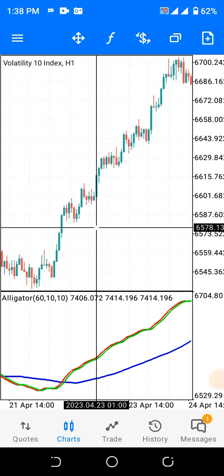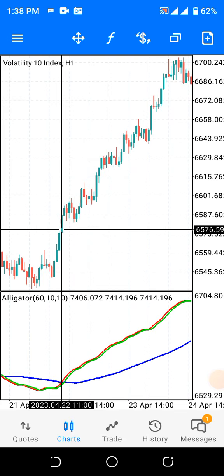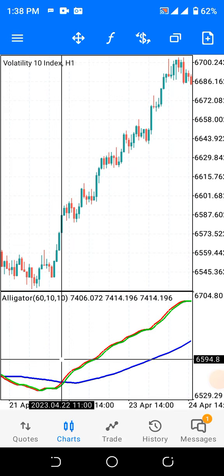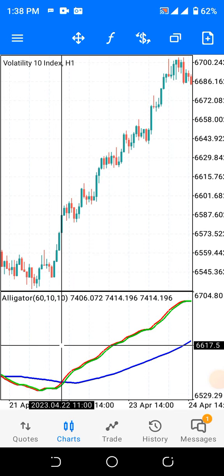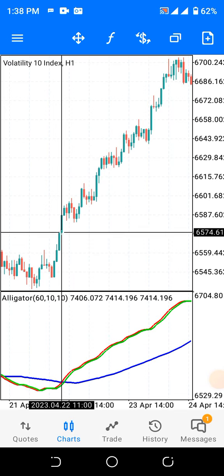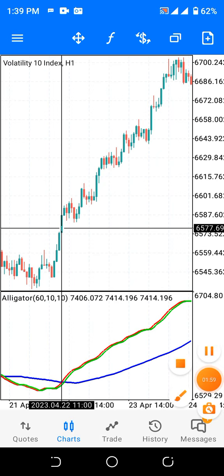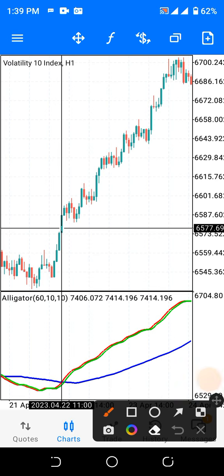Now, this is a crossing here. You can see it crossing here. There are three lines in the indicator section: a red line, a green line, and a blue line. Now when the red and the green lines cross the blue line, that is a confirmed signal. If the red and the green lines cross the blue line from down upwards, that is a clear buy signal. So in this case, the crossing is from down upwards, so this is a clear buy signal.